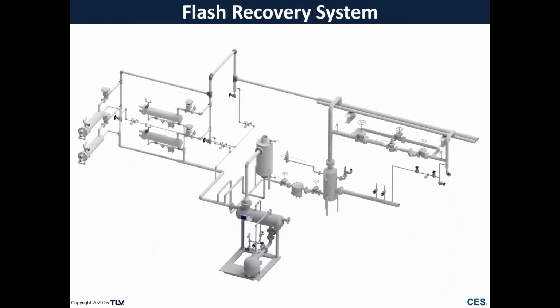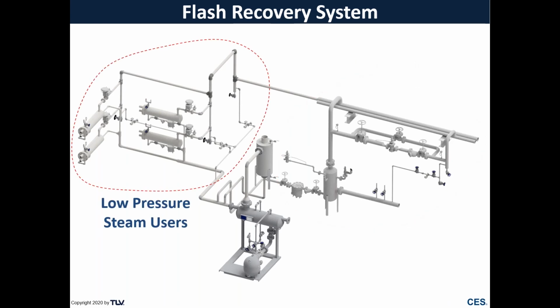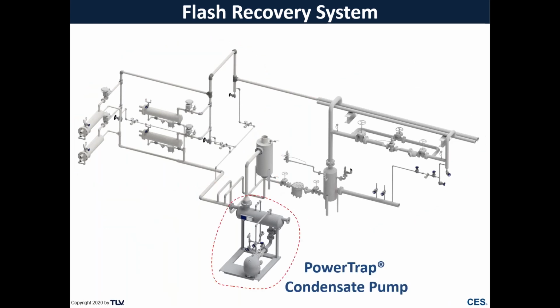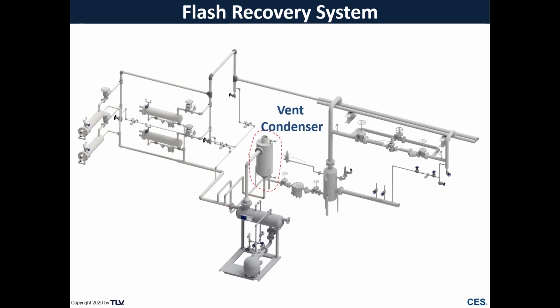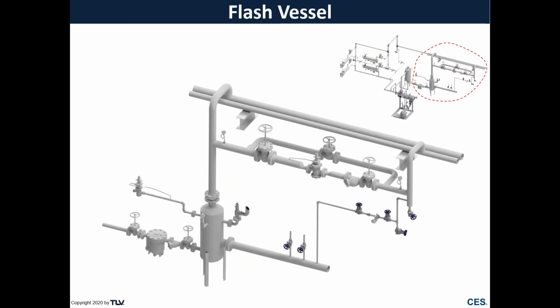So here's an overview of a flash recovery system. What we're going to do is break it down into pieces and review each of those pieces to get a clearer understanding of how it works within the system. Those pieces include our flash vessel, our low pressure steam users, our PowerTrap condensate pump, and our vent condenser. So first up, let's dive into our flash vessel.